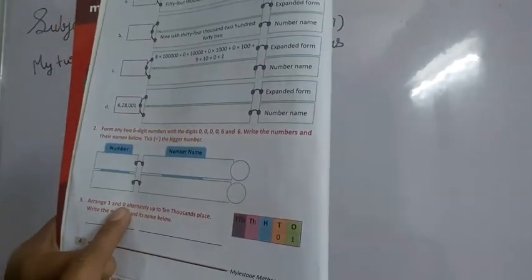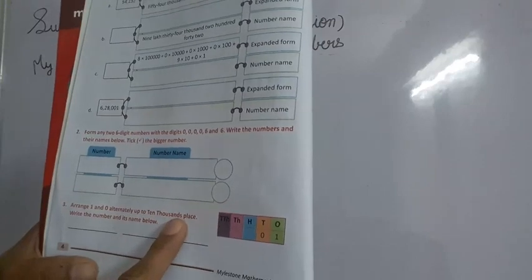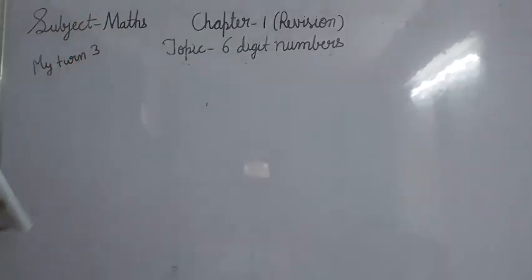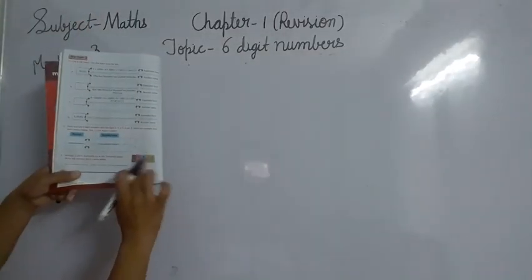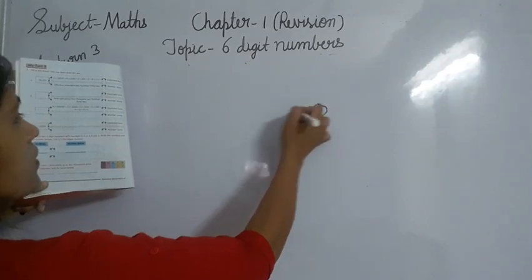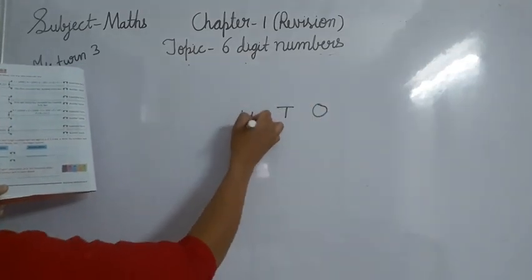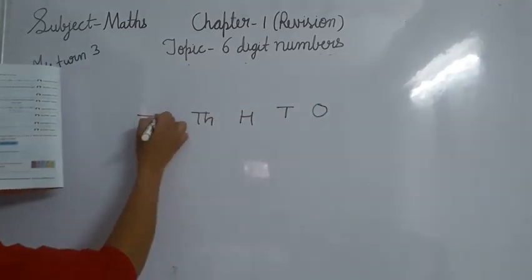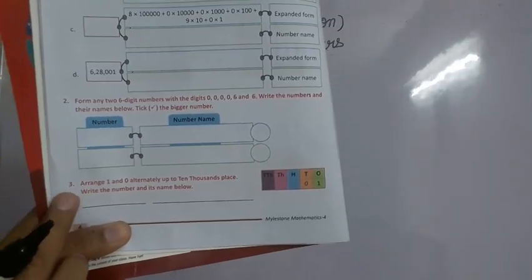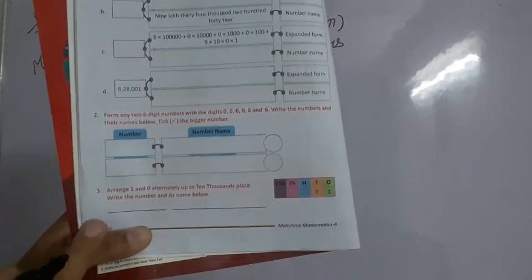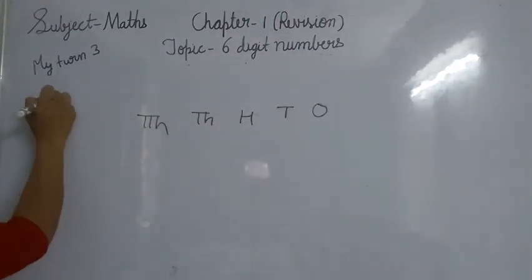Next is: arrange 1 and 0 alternately up to the 10,000 place. Write the number and its name below. So they have given us this here. I am making the places here: ones, tens, 100, 1000, 10,000. Beta, this is the third problem I am doing. Okay, 2 we have already done. Now the third I am doing here.